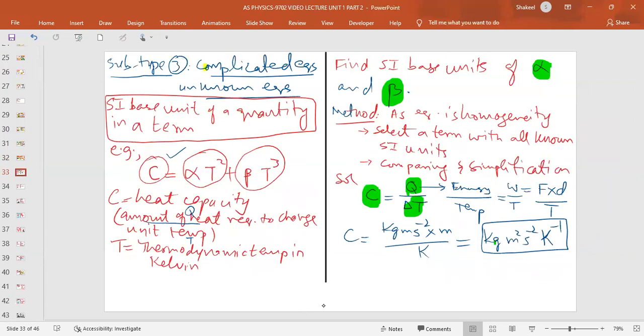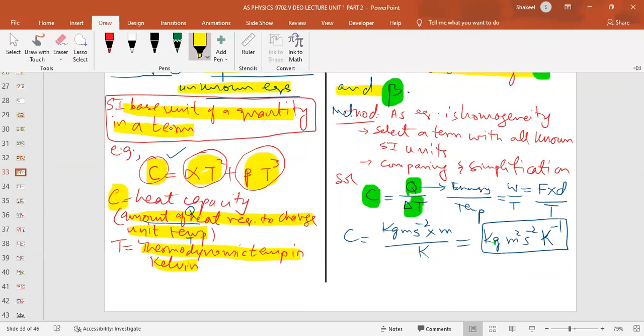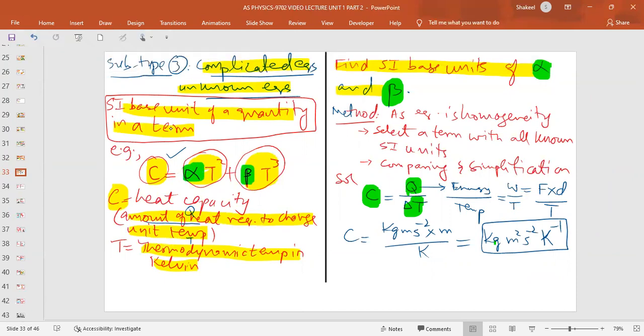Okay, moving forward to subtype 3, complicated equations. You have to find the SI base unit of a quantity. Let's say C equal alpha T square plus beta T cube, where C is the heat capacity. And you know heat capacity is the amount of heat required to change unit temperature. And T is the thermodynamic temperature in Kelvin. And you have to find the SI base unit of alpha and beta. So that is the question. You have to find the SI base unit of alpha and beta in this equation, while C is heat capacity and T is thermodynamic temperature.